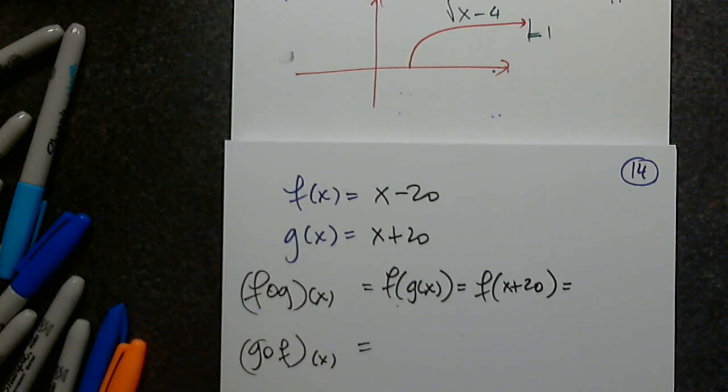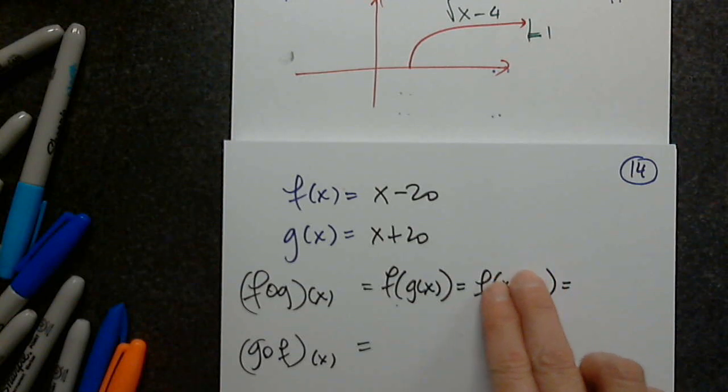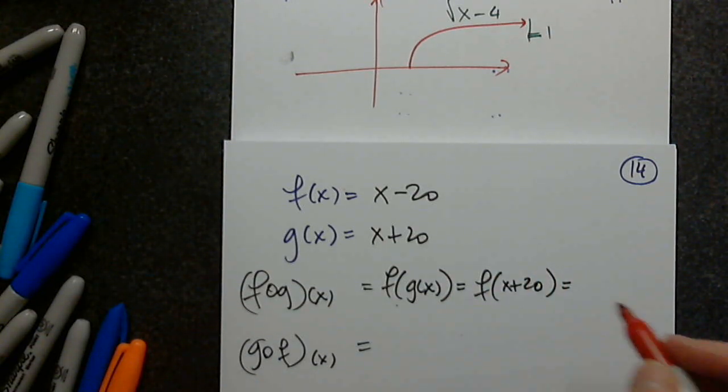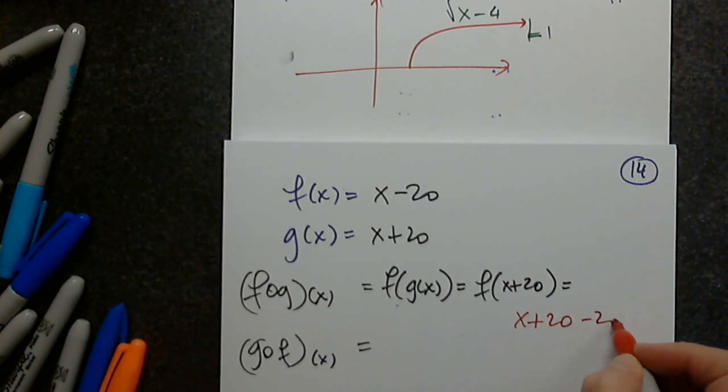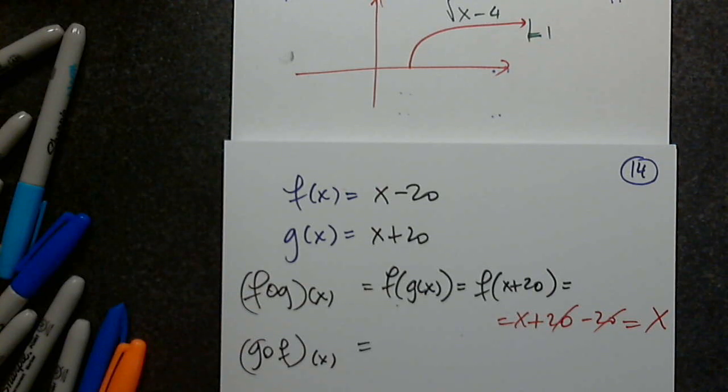Now look at f. f says blah minus 20. How do I write that? Knowing that this is my blah now. This is the whatever. And x, as expected, no deal.